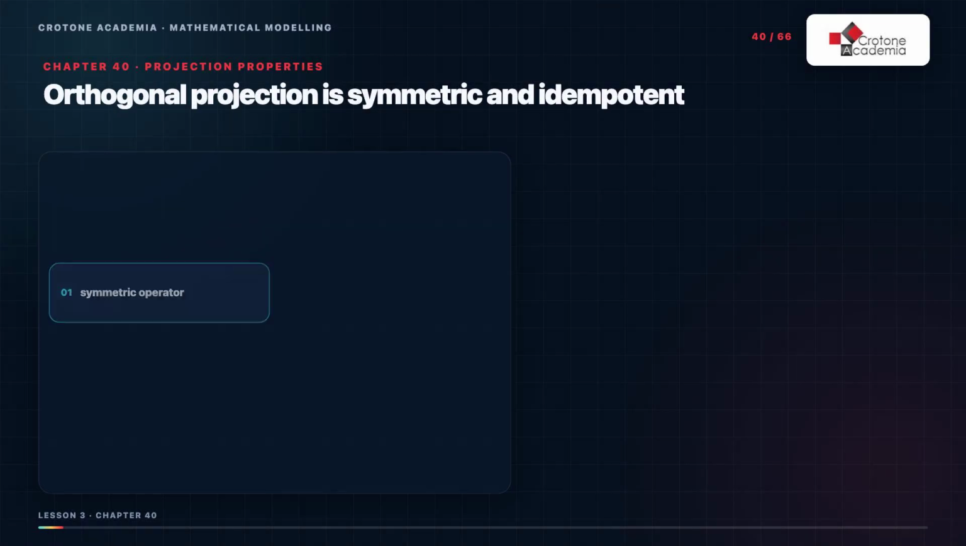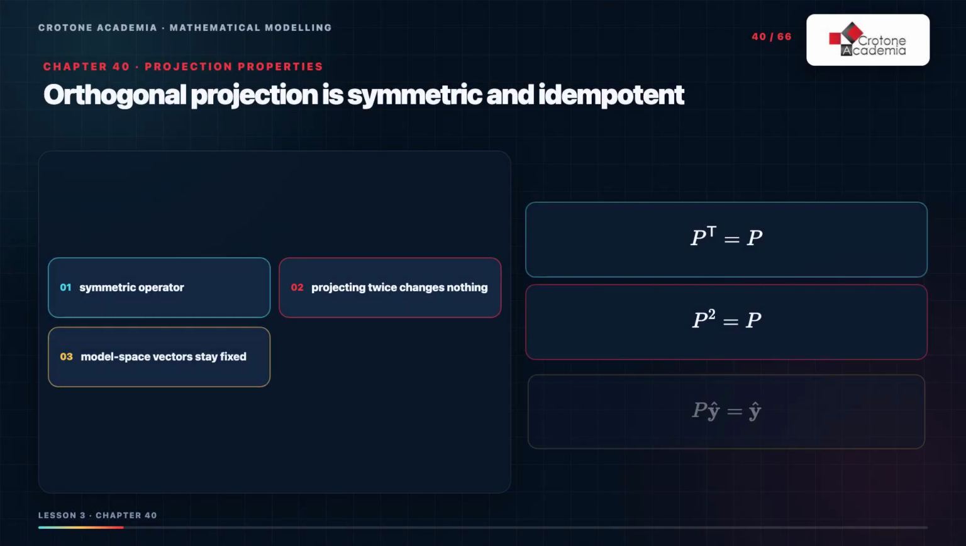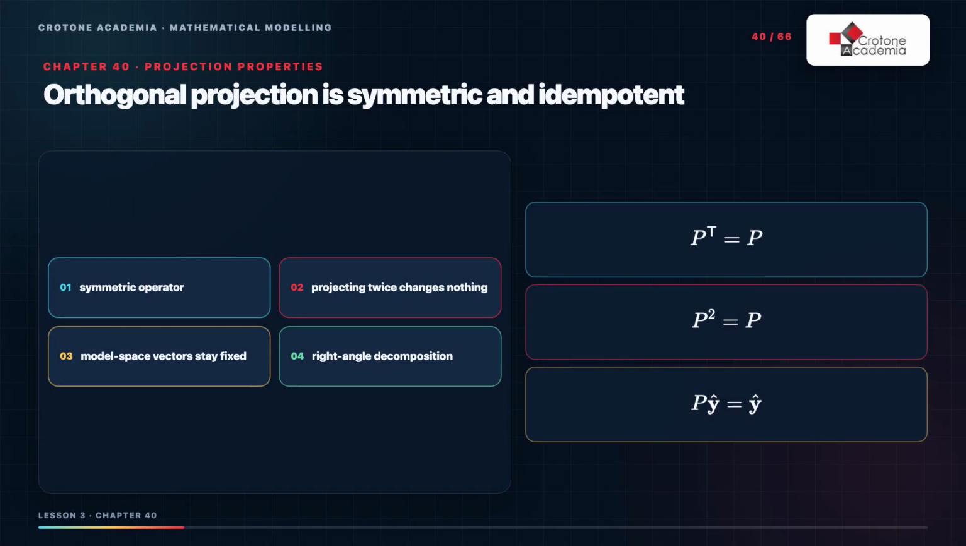An orthogonal projection matrix is symmetric. P transpose equals P. It is also idempotent. P squared equals P. Projecting twice gives the same result as projecting once. If a vector already lies in the model space, P leaves it unchanged. These properties encode the geometric idea that projection separates a vector into an in-space component and a perpendicular component without repeatedly moving the in-space part.